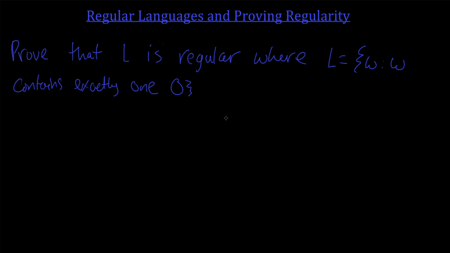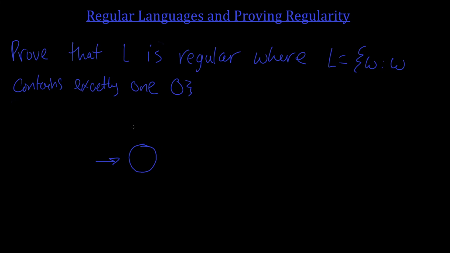So remember, the first thing that we want to do in this process is consider what happens to epsilon, or the empty string. So does the empty string have exactly 1, 0? Well, it does not, so it needs to be rejected. And that means that the start state needs to be a reject state, so that epsilon is rejected. So that gives us sort of a start to our DFA here.